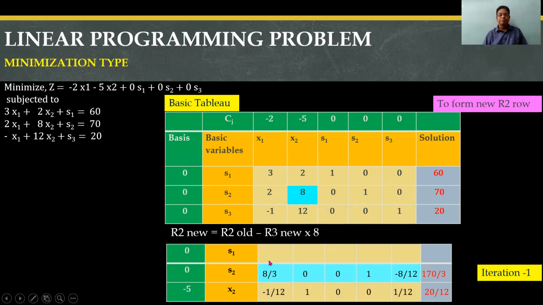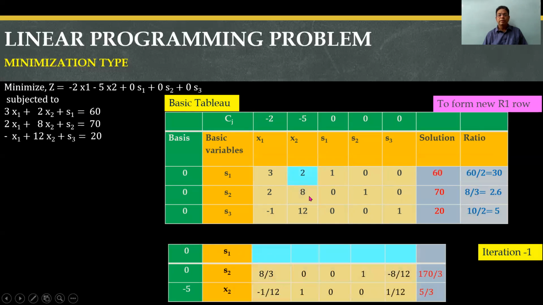Now we are left with the first row to change, and the first row will be changed in this way. R1 new will be equal to R1 old minus 2 times R3 new. This is this 2 minus 2 into 1. So 2 minus multiplying this entire row by 2. So this will also be multiplied by 2. So this will become 2. So this 2 minus this 2 will be 0 here. And we will get the entries like this.